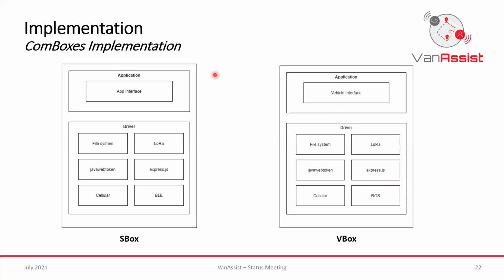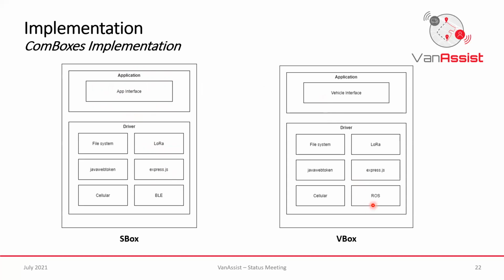For the implementation of the COM boxes, here you can see the SBox. In the software, we have two layers. On the driver layer, we have file system, JSON Web Token, cellular driver to handle the cellular network, and Bluetooth Low Energy driver, or BLE, to handle the messages which are exchanged between SBox and smartphone. We have Express.js for REST messages and LoRa for the secondary communication. And on the application layer, we only have the app backend interface.